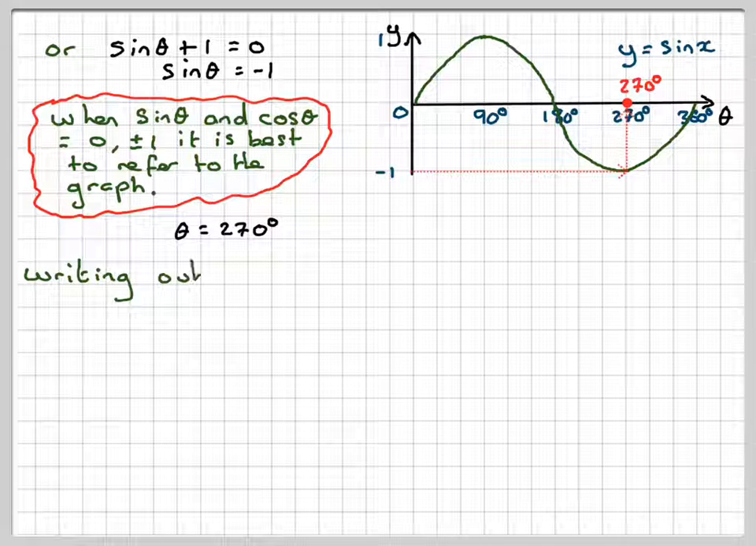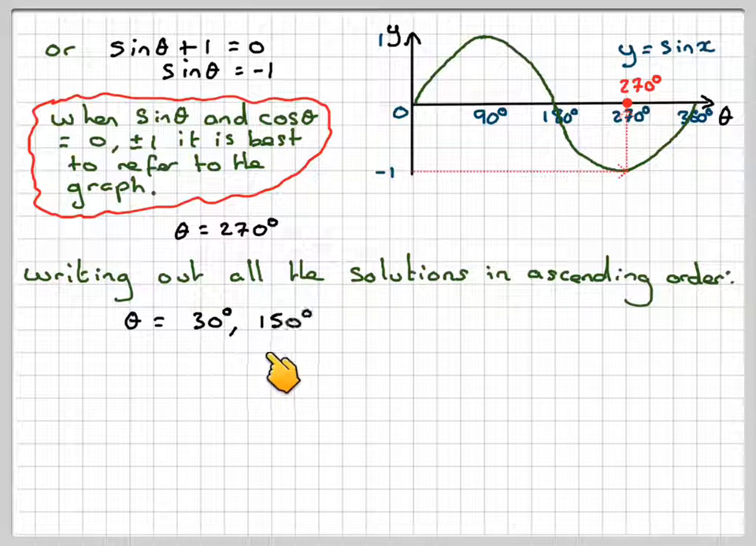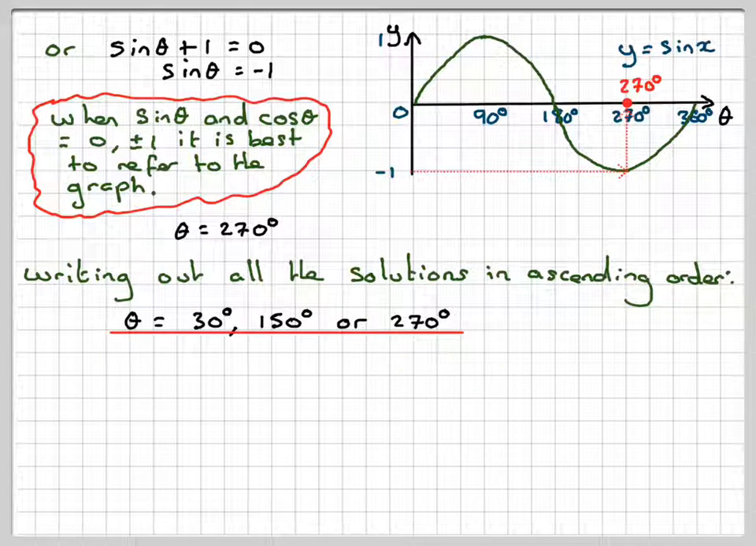So now writing out all the solutions in ascending order, you're going to get theta was 30 degrees, 150 or 270 degrees. So this has been a video to show you how to solve a trigonometric equation using the double angle formula and giving your answer in degrees. I hope you've understood, and I thank you very much for watching.